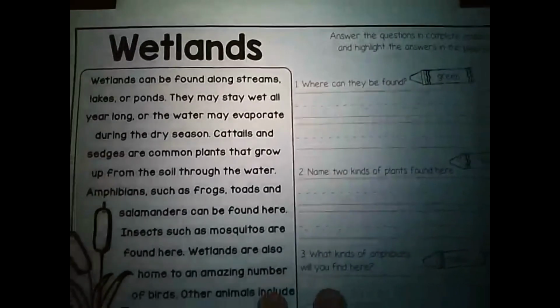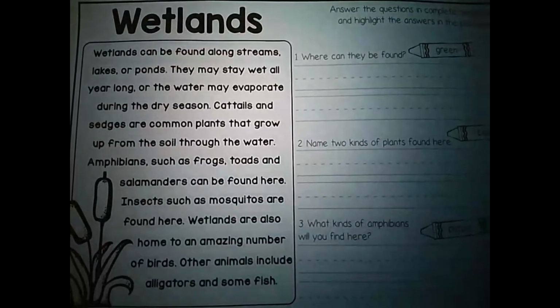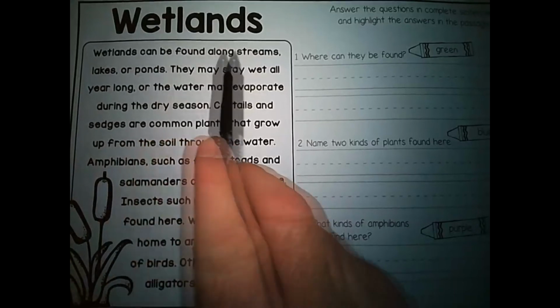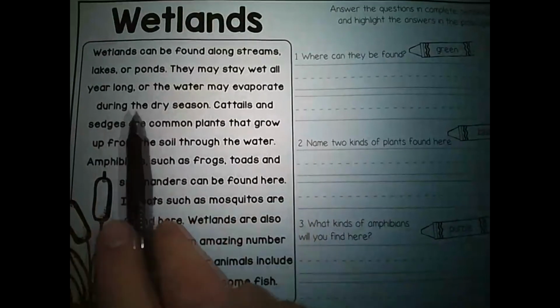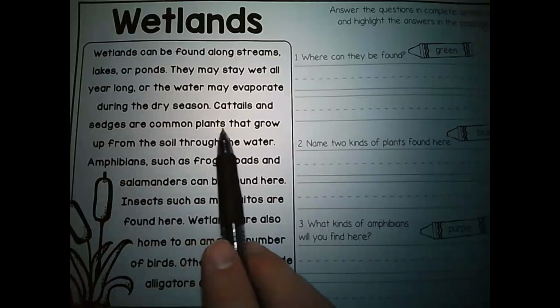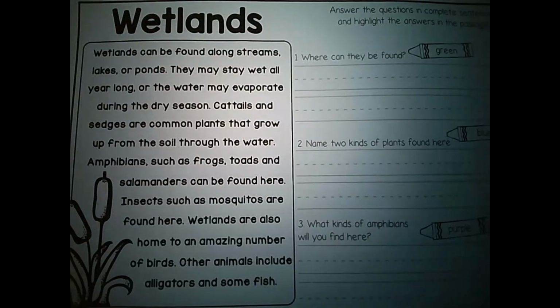And then lastly, we have one more info sheet to read for the wetlands, and this will help you answer the questions here. Okay? And I'm going to read you the small passage real quick. The wetlands. Wetlands can be found along streams, lakes, or ponds. They may stay wet all year long, or the water may evaporate during the dry season. Cattails and sedges are common plants that grow up from the soil through the water. Amphibians such as frogs, toads, and salamanders can be found here. Insects such as mosquitoes are found here. Wetlands are also home to an amazing number of birds. Other animals include alligators and some fish.